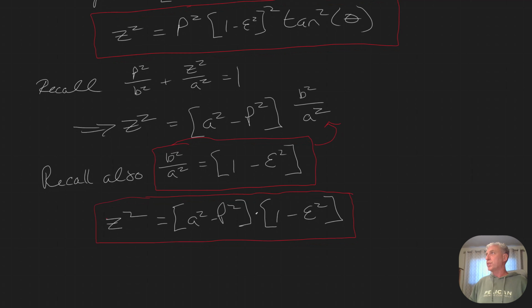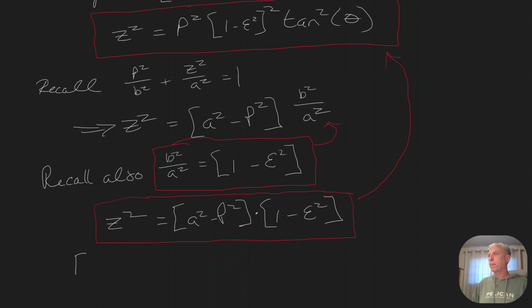So now if we take that relationship and we're going to plug it into that for z squared, we end up with a squared minus p squared. Let me go the right direction here. Oh, I was. Okay, I'm using the wrong color, that's why.